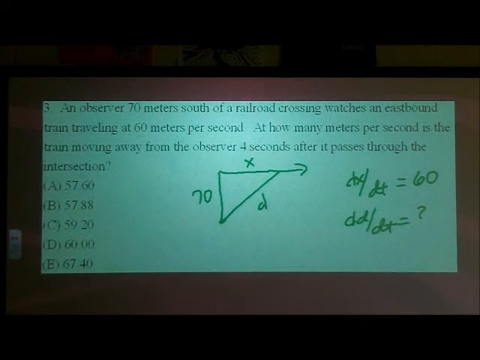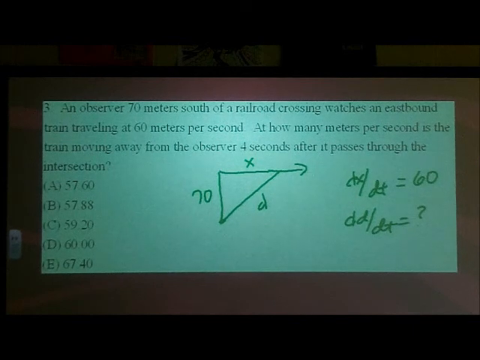Do we know what dy dt is? Isn't that zero? It's going to be zero because it's not moving. Well, it's the same distance. So that's not moving. The 70 is y.